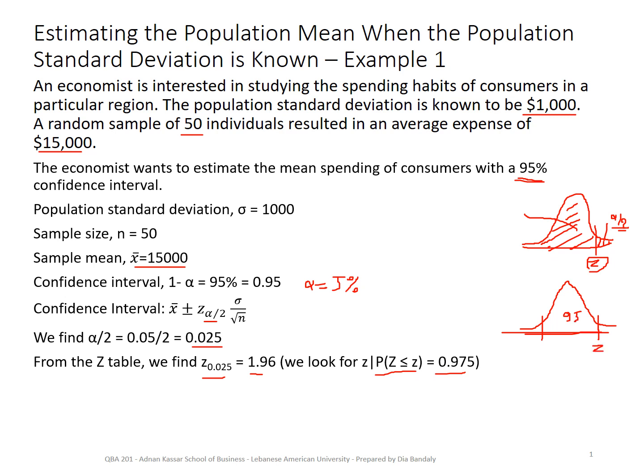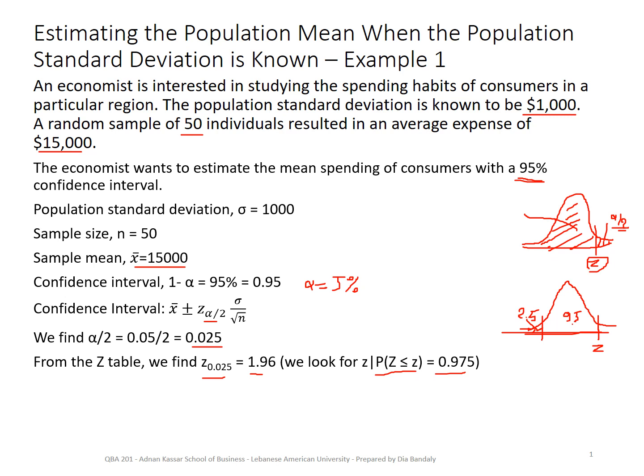This is my 95% and this is the Z that I want to find. This Z has an area below it. It's 95% plus that small area here, which is equal to alpha over 2. So it's 95 plus the 2.5%, so it's 97.5. So the Z value is then 1.96.